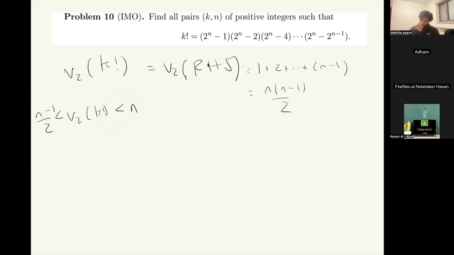I meant K, like this. So the point is what? I don't know exactly what it is, but it means K is approximately n squared over 2. Or maybe we can even say K is approximately n squared.